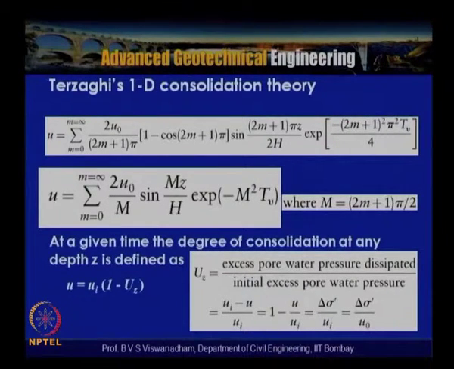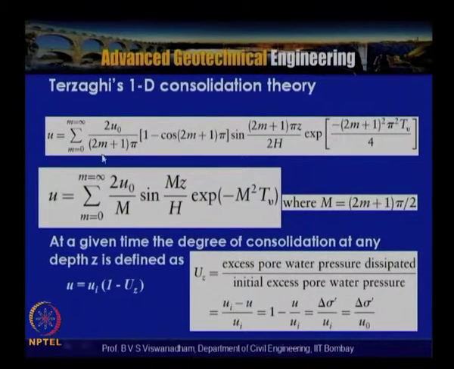Finally we narrow down to u is equal to the summation from m equals 0 to infinity of 2u_naught by M sin(Mz) exponential of minus M square T_v, where capital M is nothing but (2m plus 1) into pi by 2. So at a given time, the degree of consolidation at any depth can be determined.